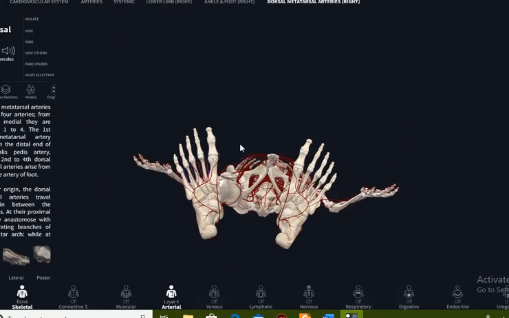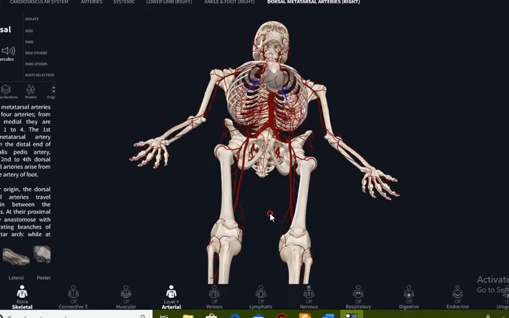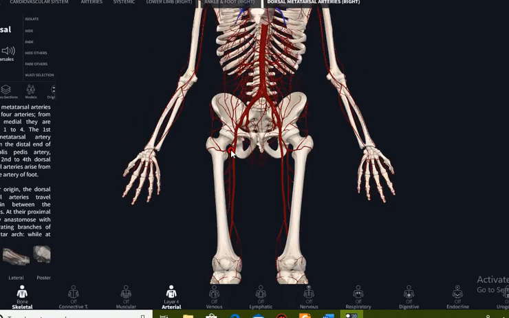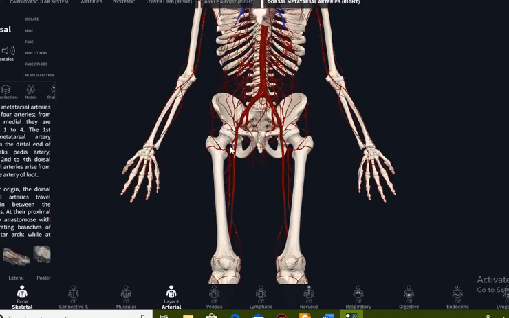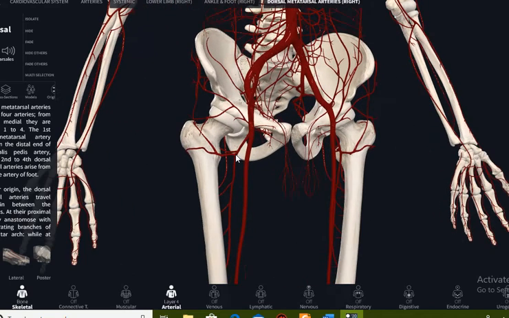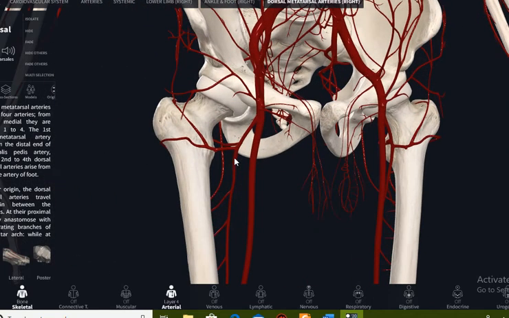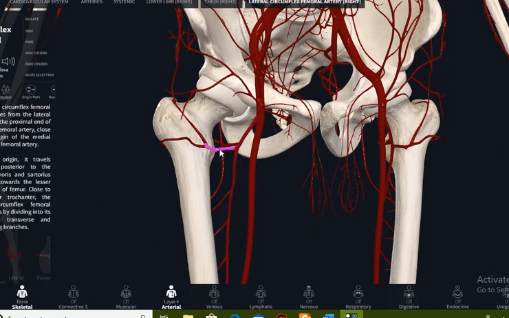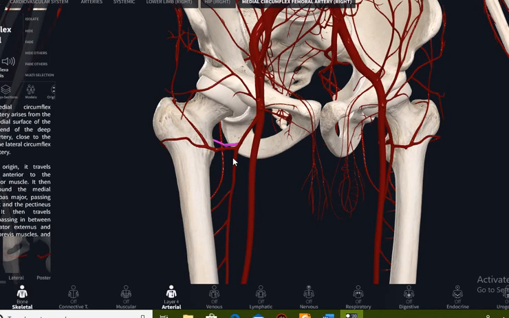So now after having this, we can turn our body and visualize another thing that we are forgetting in the circulation. We see here that the deep femoral artery that we have formed here is now going to form what is called the medial and the lateral circumflex femoral. Here you have the lateral circumflex femoral, and here you have the medial circumflex femoral.